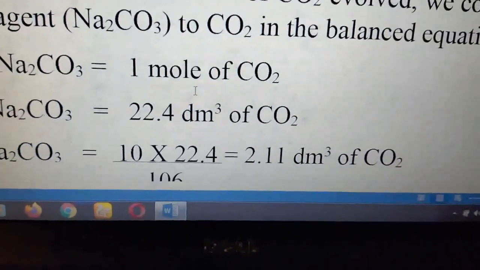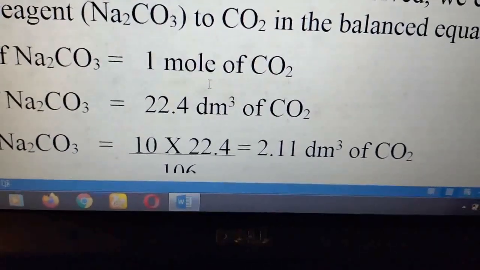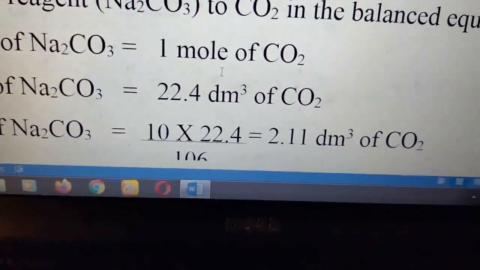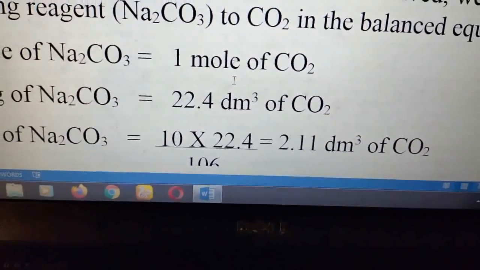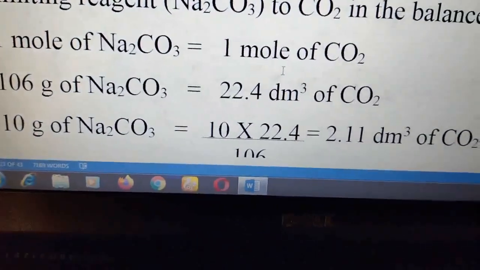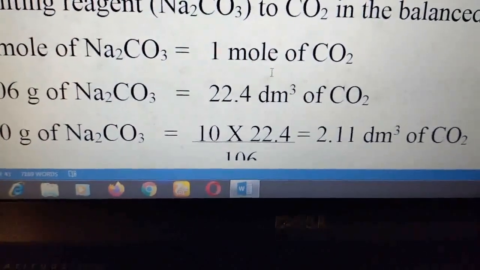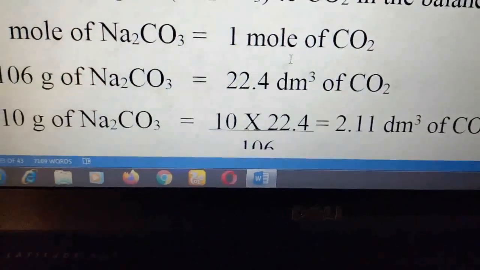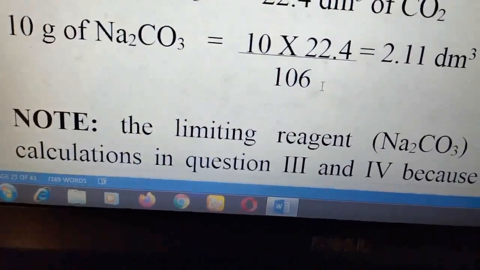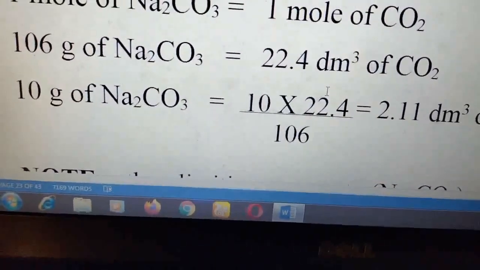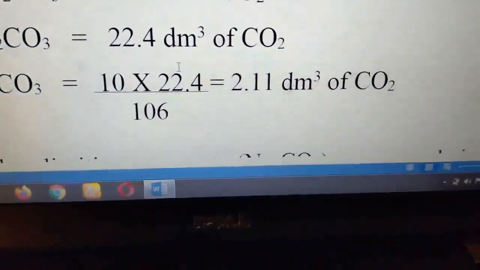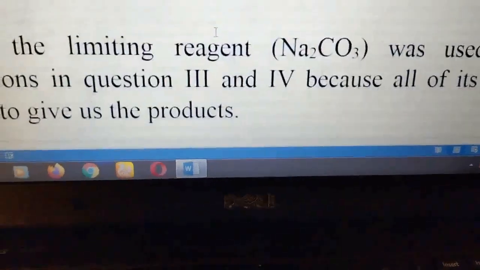Then since we're looking for the volume of CO2, we don't have to use the molar mass of CO2. We're not looking for mass. We'll now change the 1 mole of CO2, a gas, to 22.4, because 1 mole of a gas occupies a constant volume, 22.4 dm cube at STP. So 106 grams of sodium carbonate gave us 22.4 dm cube, changing the 1 mole of CO2 to molar volume, 22.4 dm cube at STP. Therefore, 10 grams, which is the mass of the carbonate introduced, will now give us 10 times 22.4 over 106, and that will give us 2.11 dm cube of CO2.